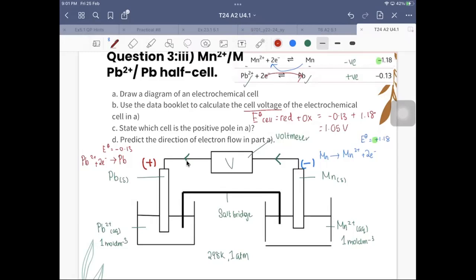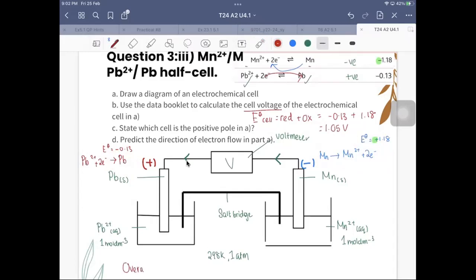If they want you to write down the overall equation for the reaction in the cell, these two half equations have the same number of electrons, so they will cancel out. You don't have to multiply the number, but you just add the reactants together, Pb2+, Mn, plus 2e⁻, to form the products Pb, Mn2+ and 2e⁻, and you will see that they cancel out nicely. Okay, so I'll just show it to you once.